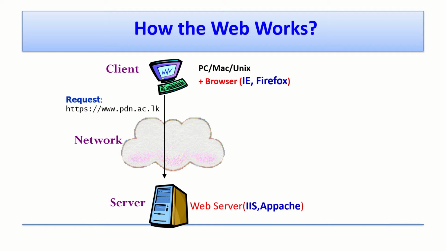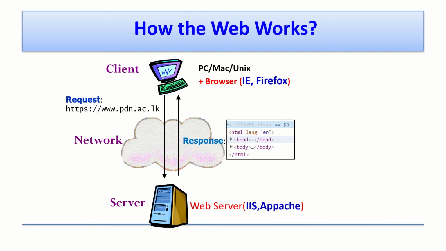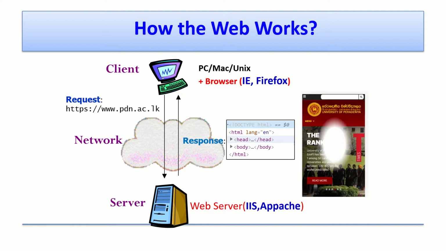For example, when you access the website of our university, what is the URL? www.pdn.ac.lk. We type that URL in the address bar of our web browser, so that is our request. We call that an HTTP request, all right? If it is a secure website, it should be HTTPS, all right? The response, what is the response? The response is a web page. That is an HTML web page, like this, all right?